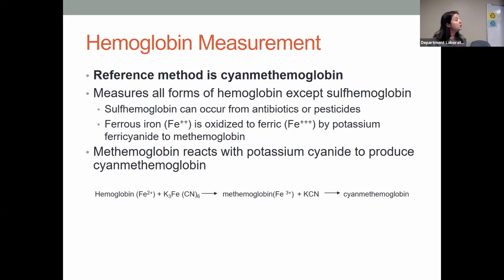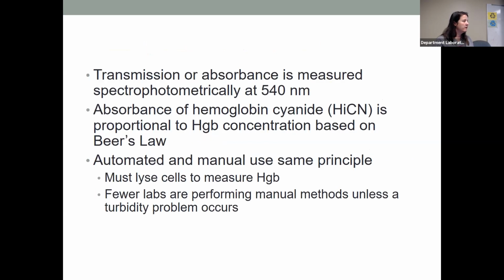You might know what we can do with that now. The cells have been lysed. We have our cyanmethemoglobin. What does that tell us? Anybody remember Beer's law? The concentration of a substance is directly proportional to the absorbance. So we are going to use spectrophotometry to measure the amount of hemoglobin within the sample.